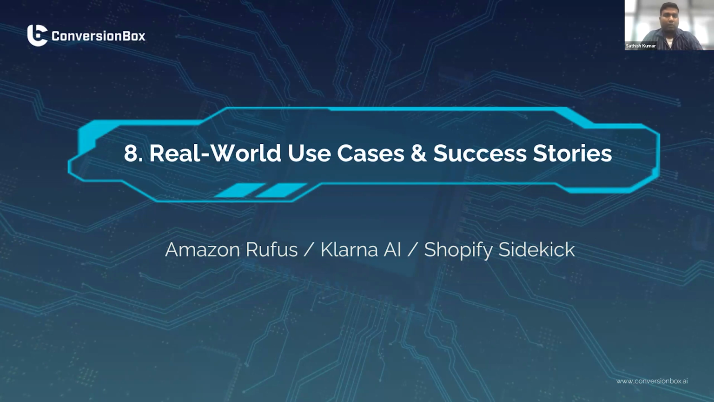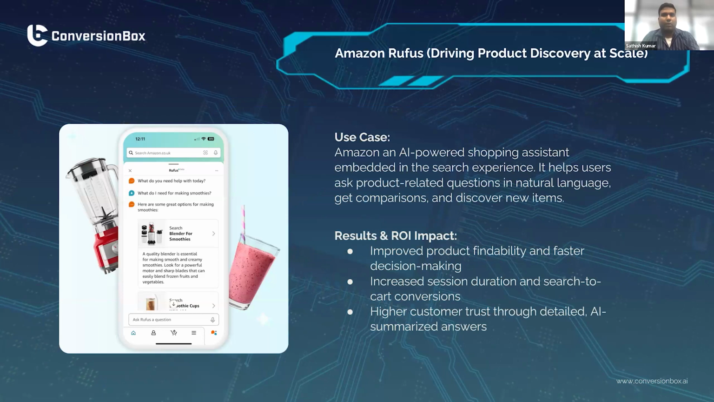Some of the real world use cases I would want to share are, definitely, Amazon Rufus. If you go to Amazon's product page, or on the top of Amazon, you could see this Rufus symbol. It answers questions from users, product related questions, comparisons, all these things can be done. On a specific product page, you can also ask for information about the product and recommendations. It summarizes pretty well.